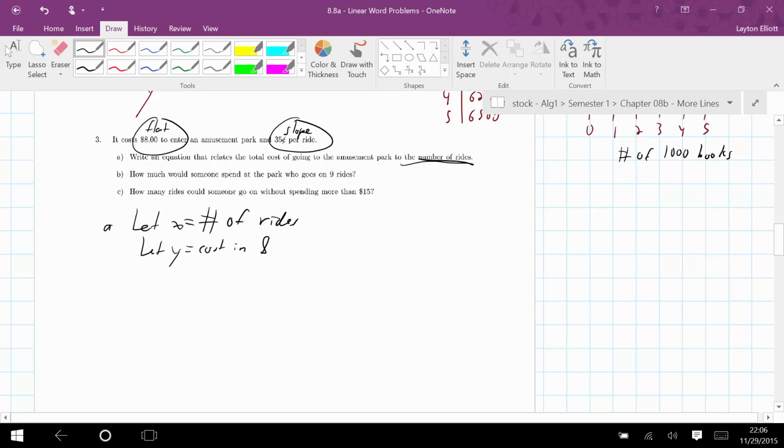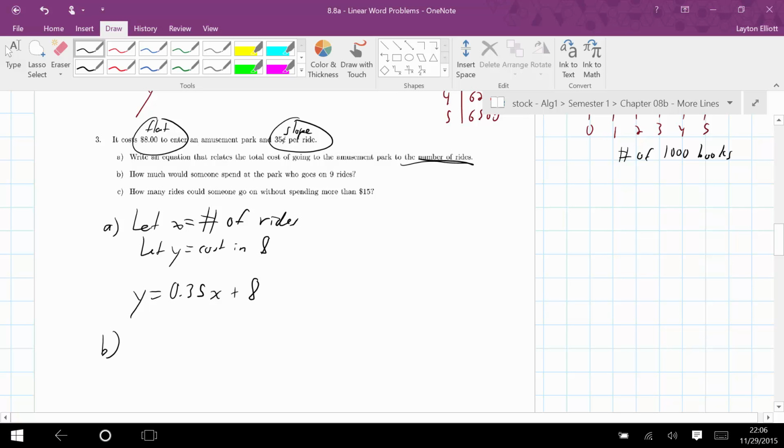So then my equation is going to be y is equal to, my slope was 0.35 dollars per ride, x is the number of rides, and then plus 8 is the flat cost. And you can check that if you plug 0 in and you ride no rides, you'd still have to pay $8.